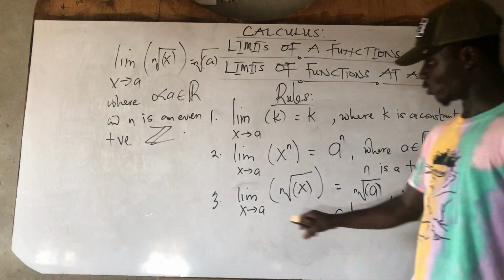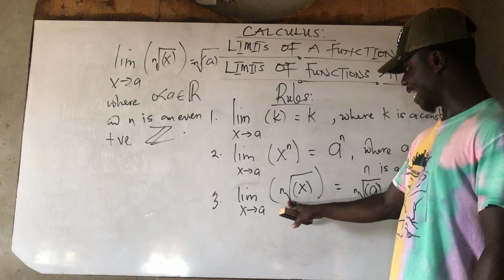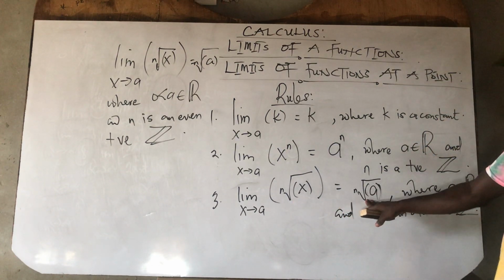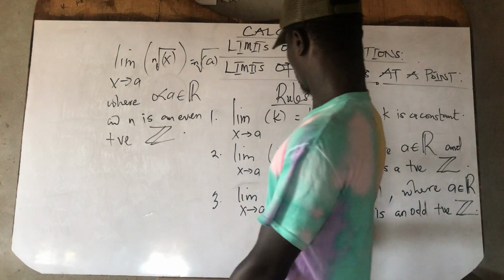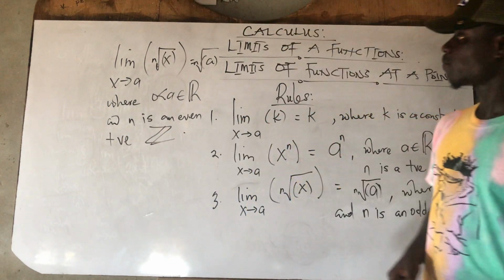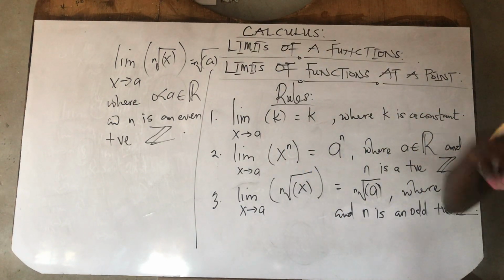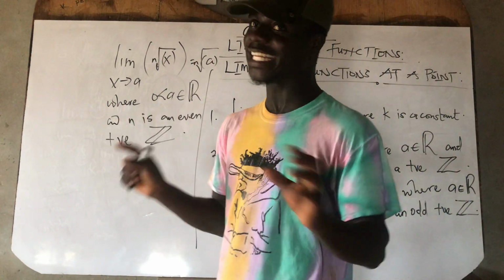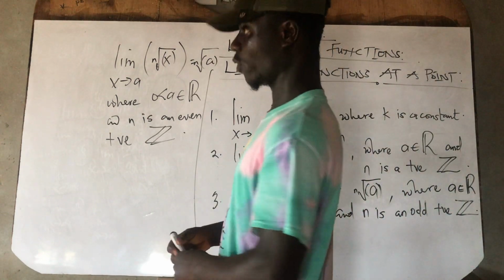integer. Then also the third rule, the limit as x approaches a of the nth root of x equals the nth root of a, where a is a member of the real numbers, and n is an odd positive integer. Then with this same thing, we can get n to be an even positive integer. We don't want even negative, we want even positive, right? Even positive integer. All right.